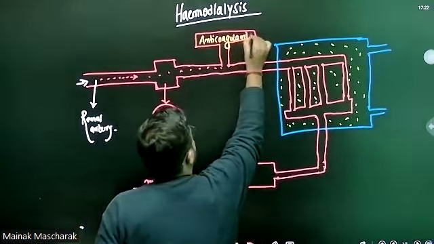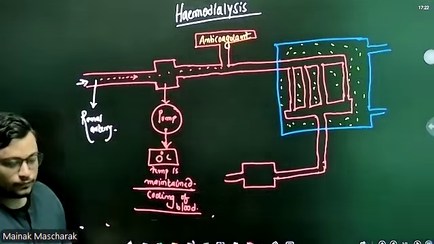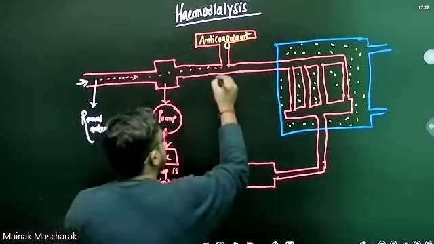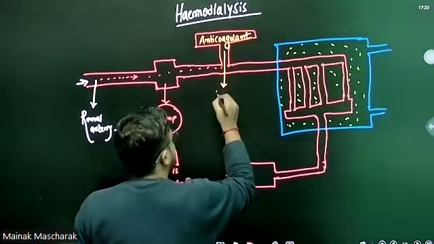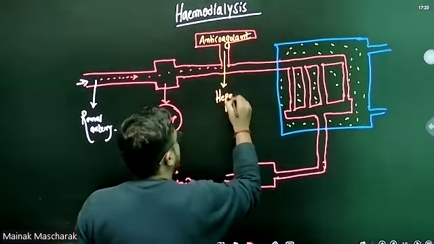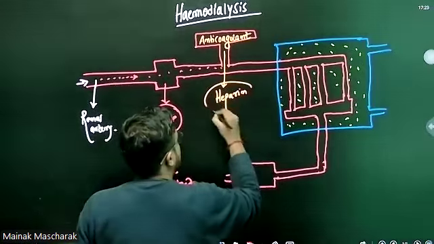Anticoagulant is given. What is given here? Anticoagulant is given. Now, what type of anticoagulant is given? The name of the anticoagulant is heparin.